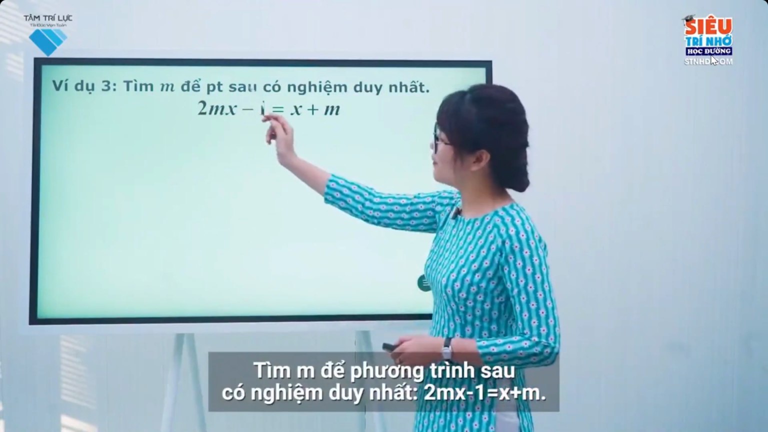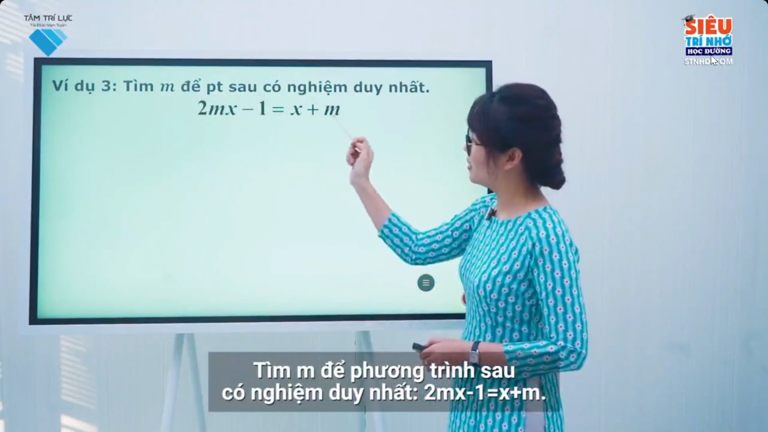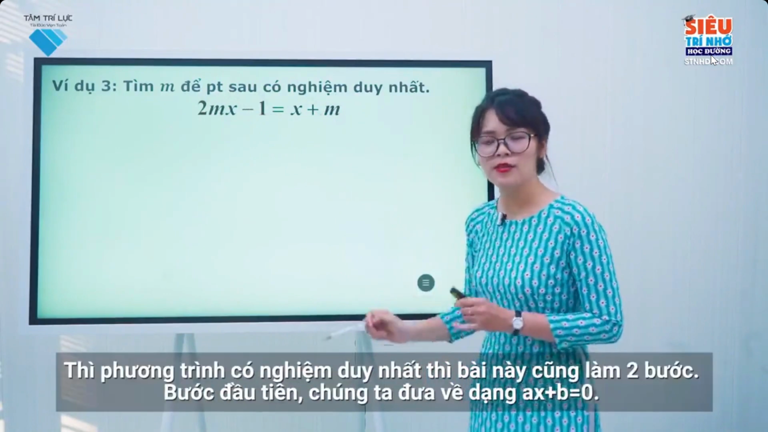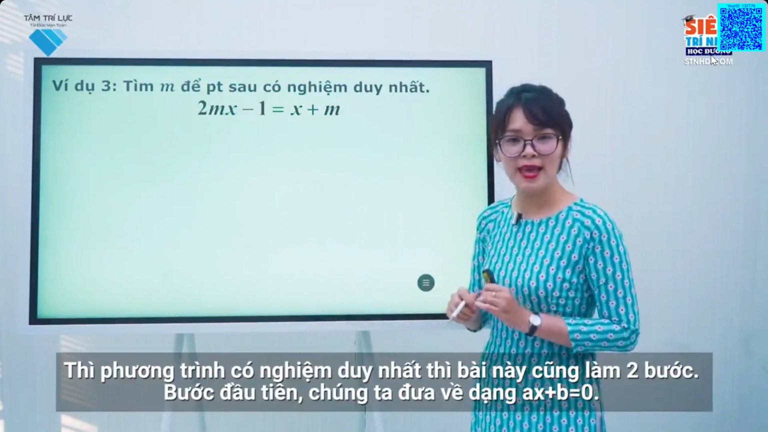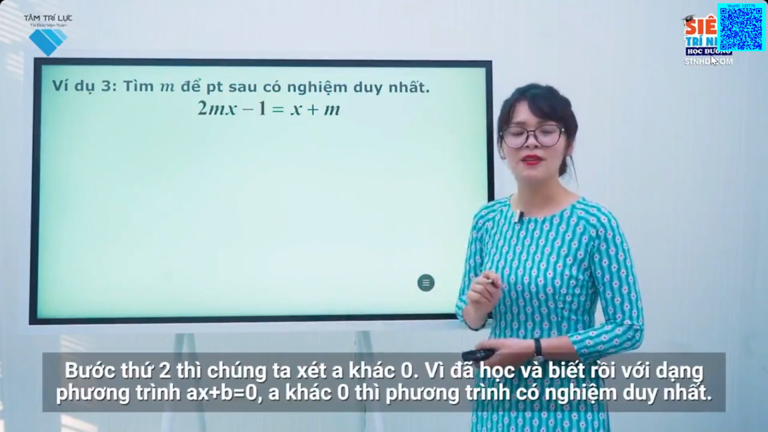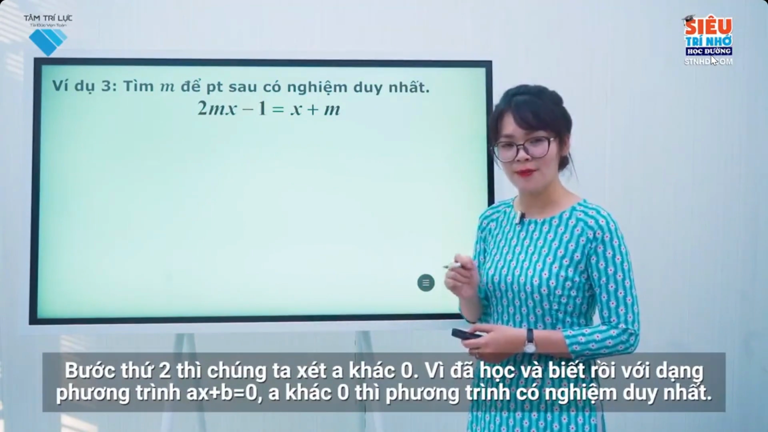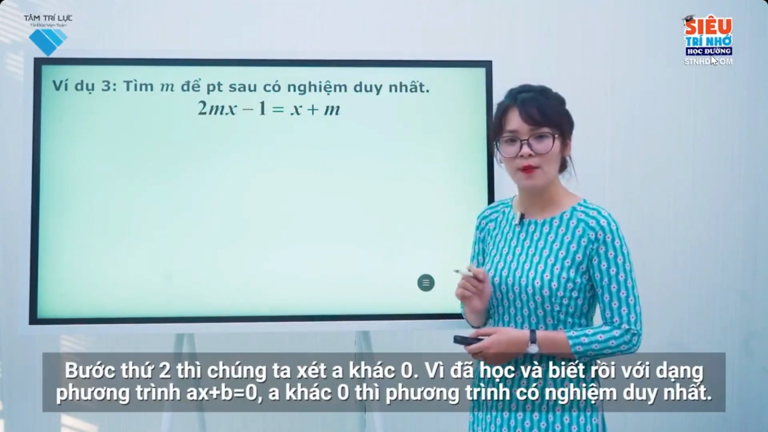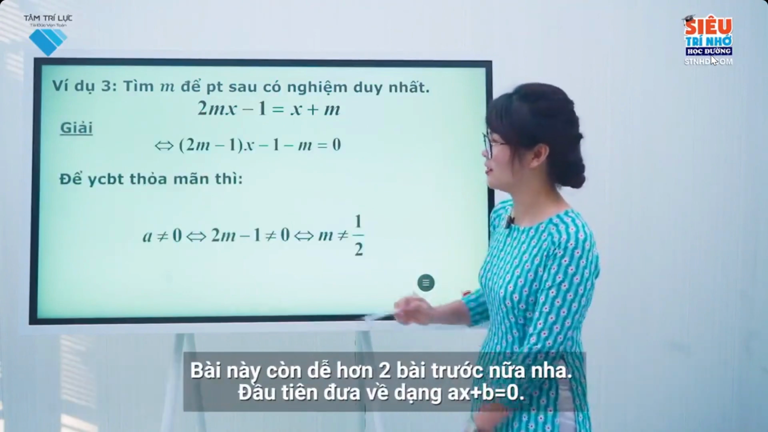Find the values of m so that the following equation has a unique root: 2mx minus 1 equals x plus m. To solve this equation, we do two steps. Step 1, convert the equation to the form ax plus b is 0. Step 2, consider the case a isn't 0. We've learned that with the form ax plus b equals 0, when a isn't 0, the equation has a unique root. This equation is easier than the two previous ones.